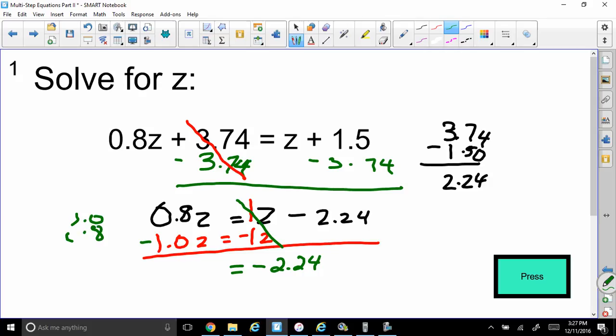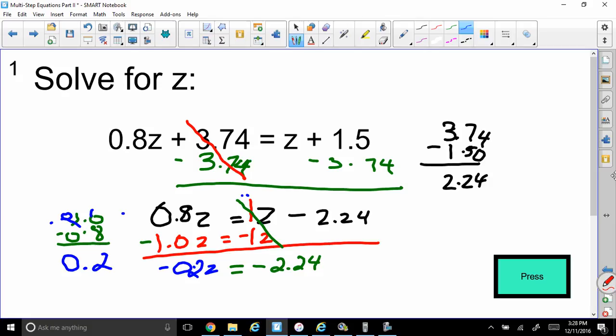Let me show you that subtraction just to be sure. I'll put my 0.8z. I have to subtract that. Borrow 1 from the 1 over here, make that 0, and that'll be 10. 10 minus 8 is 2. Put my decimal point in. 0 minus 0 is 0. So I'd have 0.2z, and I have to choose the sign of the 1 because it's bigger, so it'd be negative. So I have negative 0.2z equals negative 2.24.